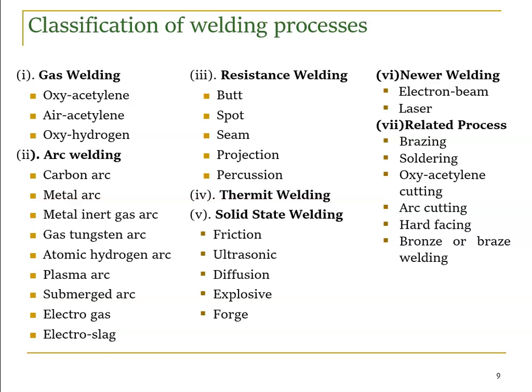Similarly, if you consider resistance welding, then we have 5 more topics: butt, spot, seam, projection, percussion. Similarly, for solid state welding, we have friction, ultrasonic, diffusion, explosive, forge welding. These are some examples of solid state welding. Newer welding may be electron beam or laser beam. Other related processes are brazing, soldering, oxy-acetylene cutting, arc cutting, hard facing, bronze or braze welding. So these are the classifications of welding process.